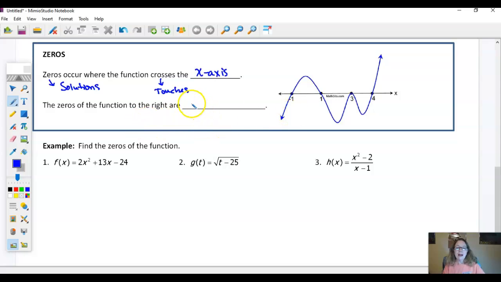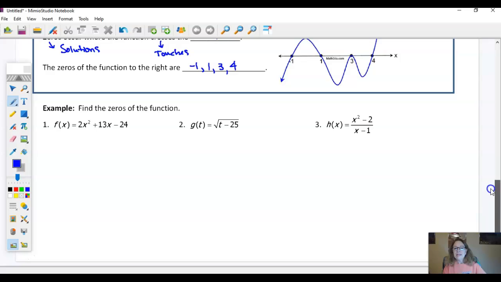So the zeros to the right are negative 1, 1, 3, and 4. Even though 3 doesn't cross, it's still a 0. So whenever you see find the zeros of the function, it just means solve it. And our y value is equal to 0. Wherever x is on the x-axis, our y is 0. So we'll just set our equation equal to 0.